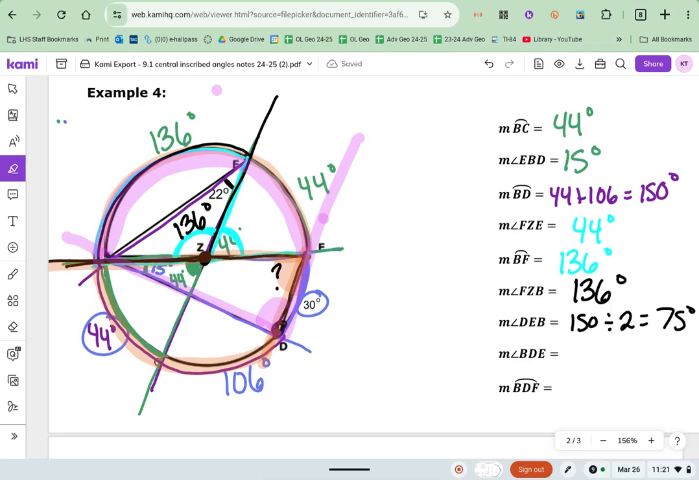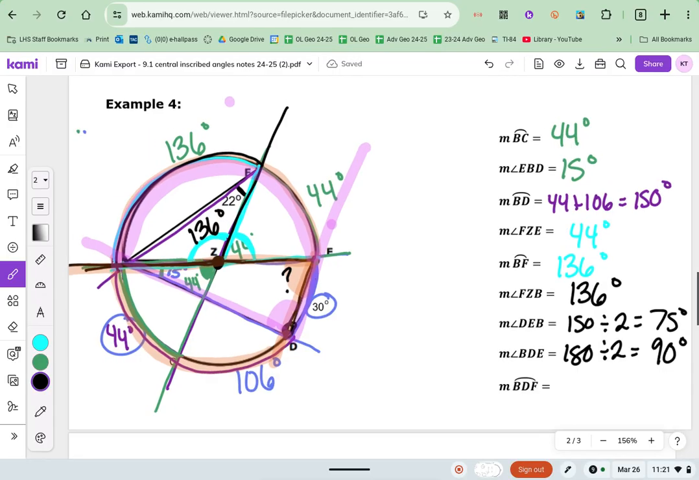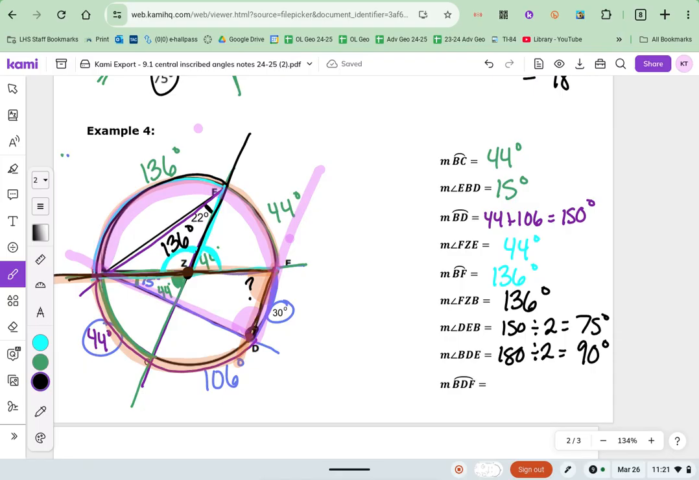And then last but not least, for BDF, we're just going to start at B, and we're going to add up all of the arcs until we get to F. So that's going to be 44 plus 106 plus 30 plus 44, which gives us 224 degrees.